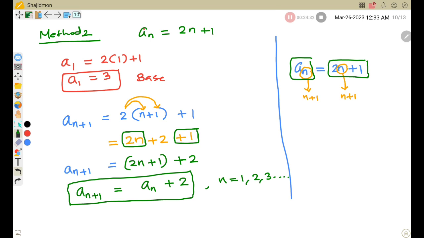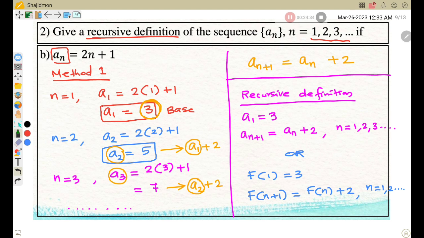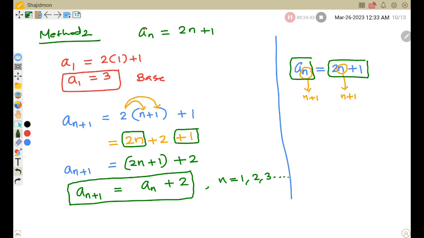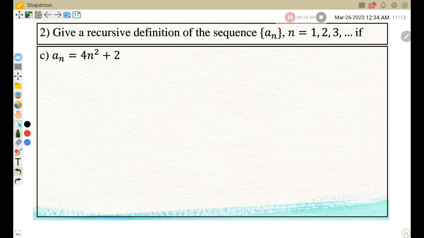The same answer we got in the first method, we are getting here: a_{n+1} equals a_n plus 2, correct? So generally this method 2 will be easy when we are doing questions, because in the first method sometimes generalizing is not easy. Now this question we can go only with method 2. I am doing it in method 2.